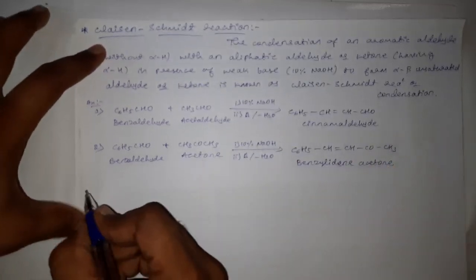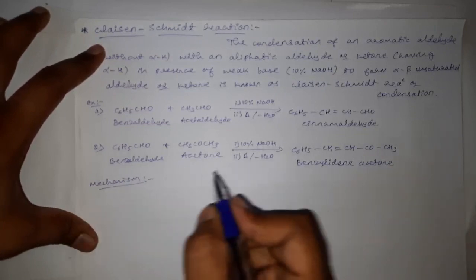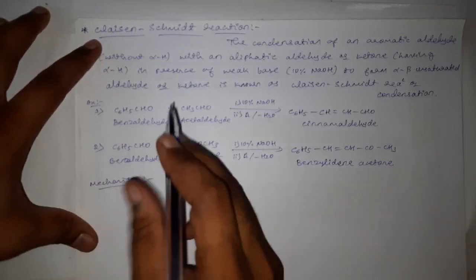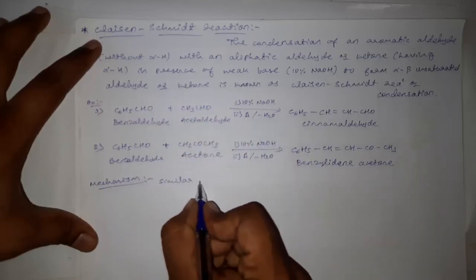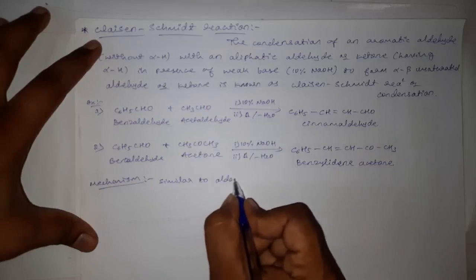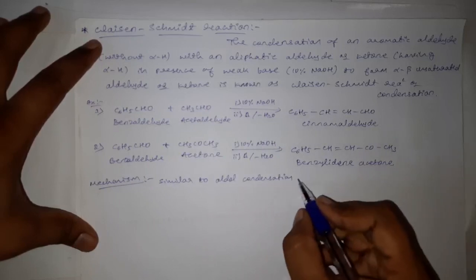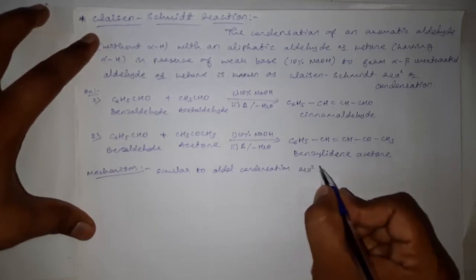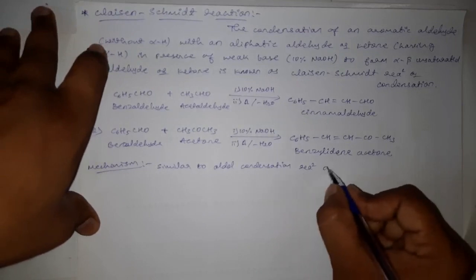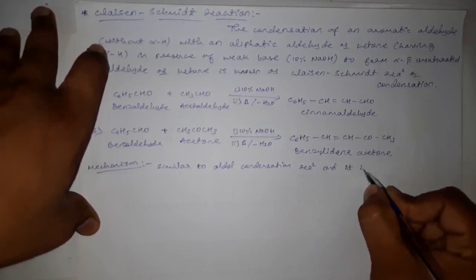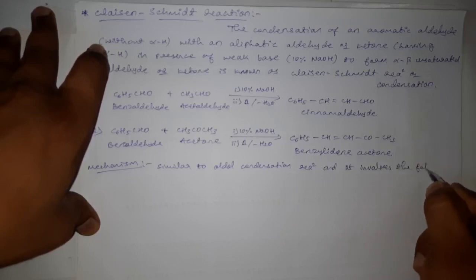Then coming to the mechanism, the mechanism for the Claisen-Schmidt reaction is similar to the aldol condensation reaction, and it involves the following steps.